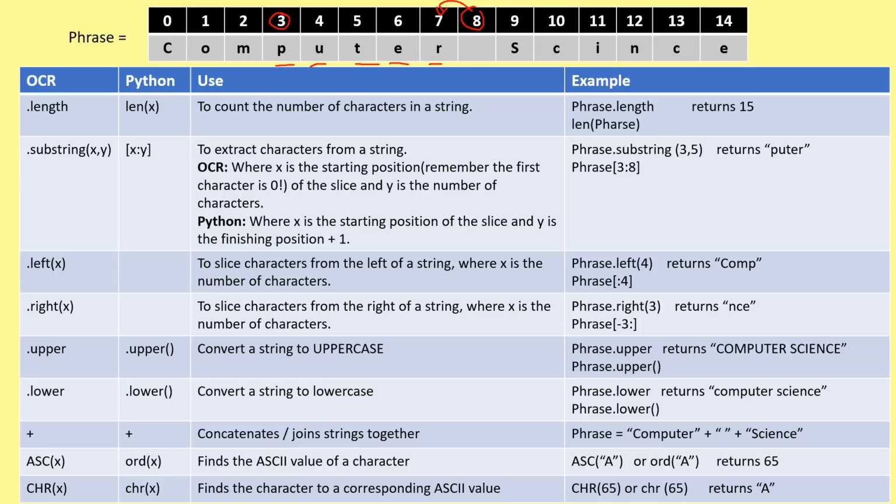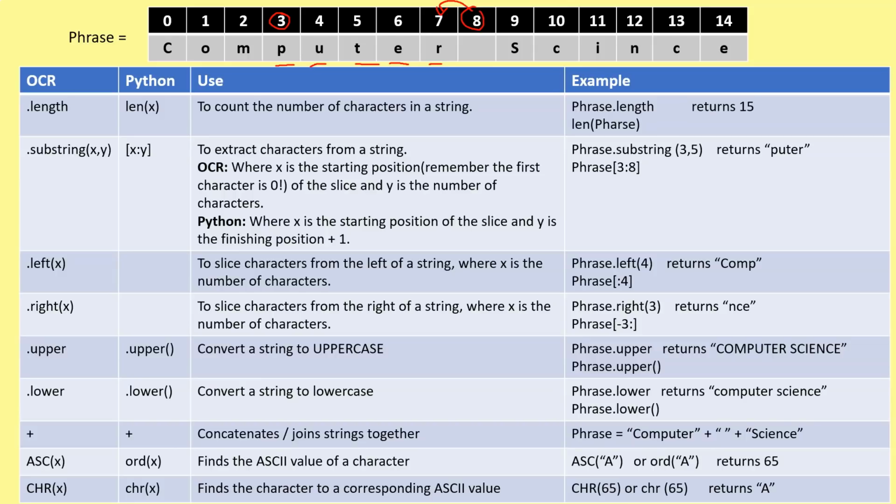There's not really a .left or .right equivalent in Python. You can still slice that way if you want. If I said phrase[:4], that would give me "comp". If I said phrase[-3:], that would give me "nce". But again, you probably won't have to do anything that complicated.